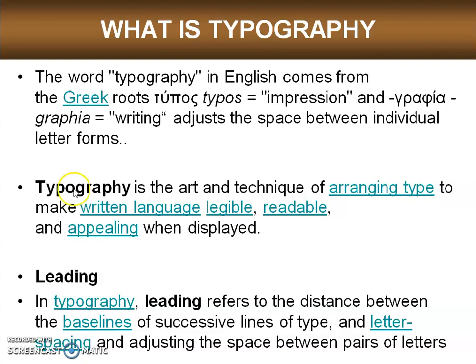What is typography? The word typography in English comes from the Greek roots typos, meaning impression, and graphia, meaning writing. Typography is the art and technique of arranging type to make written language legible, readable, and appealing when displayed. Leading: in typography, leading refers to the distance between the baselines of successive lines of type. Letter spacing adjusts the space between individual letter forms, and kerning adjusts the space between pairs of letters.